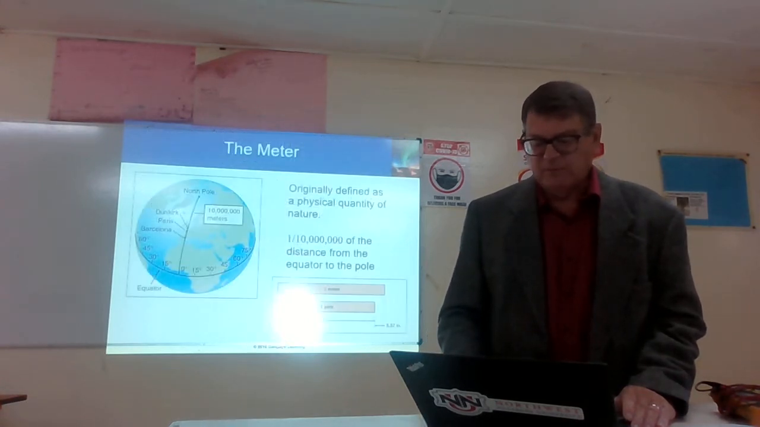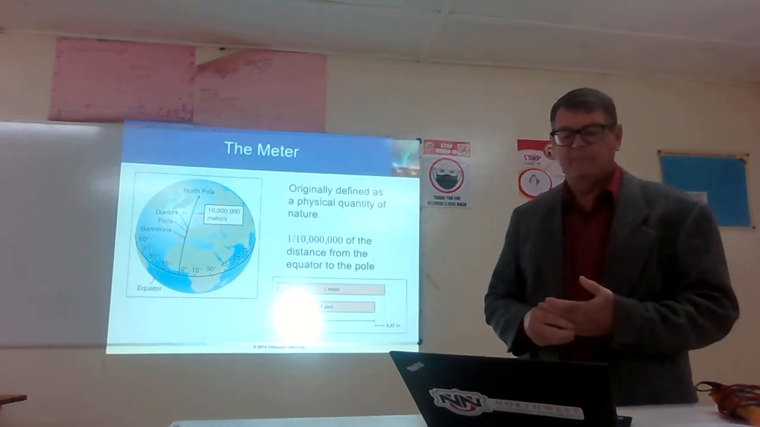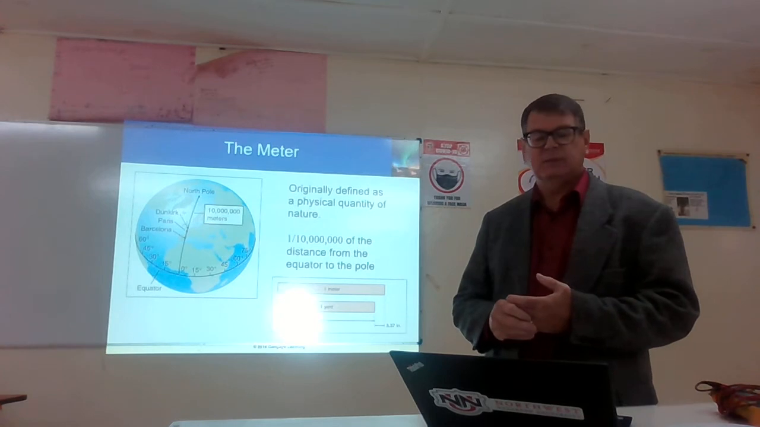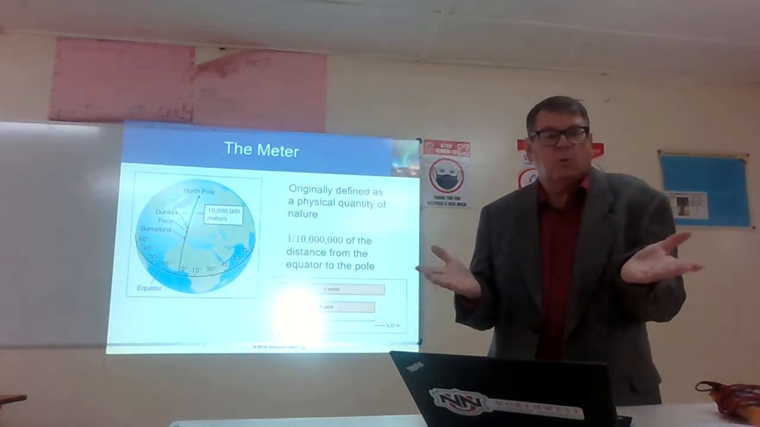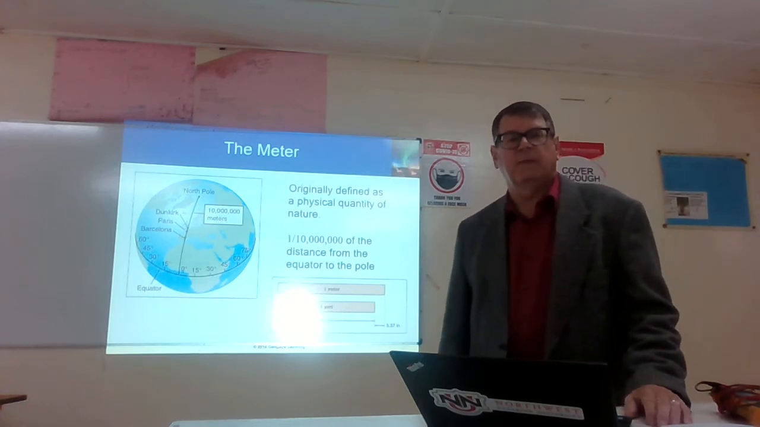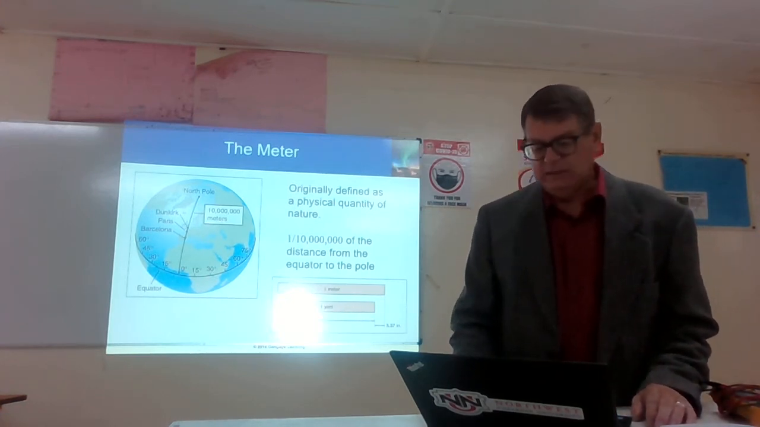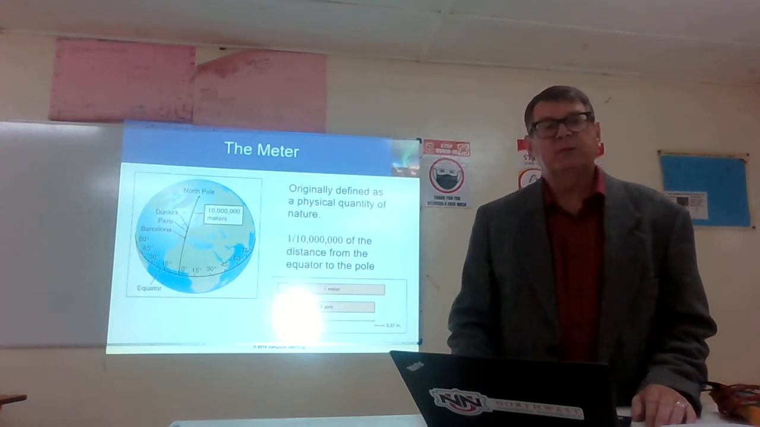All right, let's talk about the first unit, the meter. Originally, this was defined as 1/10,000,000th of the distance from the equator to one of the poles. Of course, that's not a very accurate definition. You can see, by the way, that a meter is very close to the British unit of a yard, very similar in length to each other.